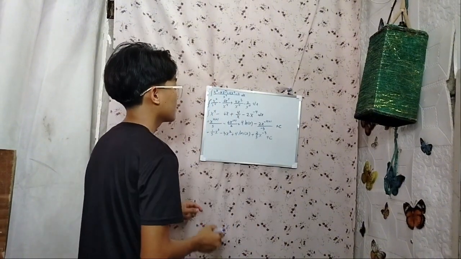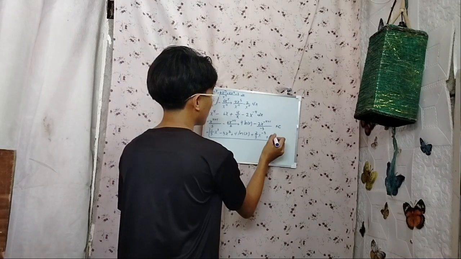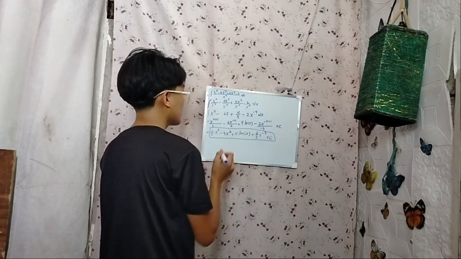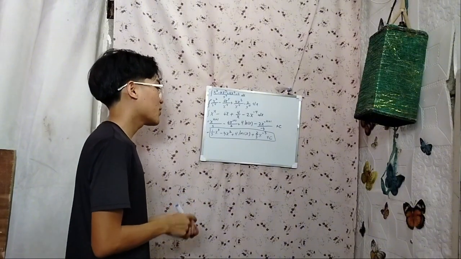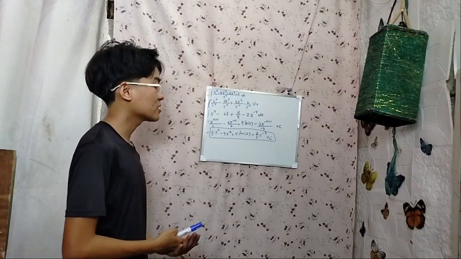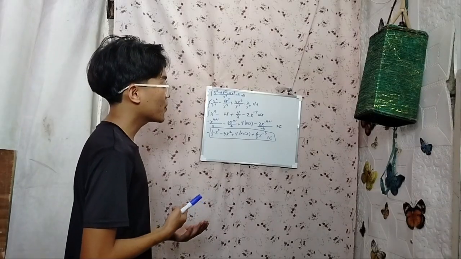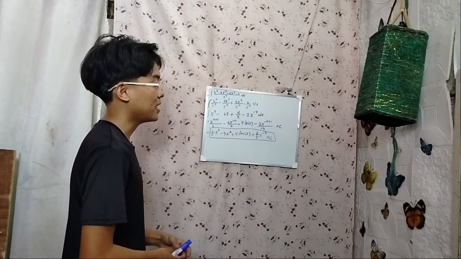So the final answer is 1/5 x raised to 5 minus 3x squared plus 4 ln of x plus 2/3 x raised to negative 3 plus c.